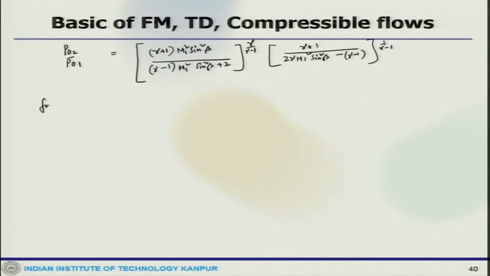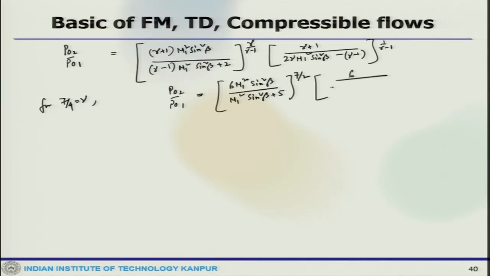So, same thing for 7 by 4 gamma, you get P naught 2 by P naught 1, which would be 6 M1 square sine square beta by M1 square sine square beta minus 1 to the power 7 by 2, and so on, with 5 by 2. So, these are the different relationships between temperature ratio, pressure ratio, density ratio and stagnation condition.